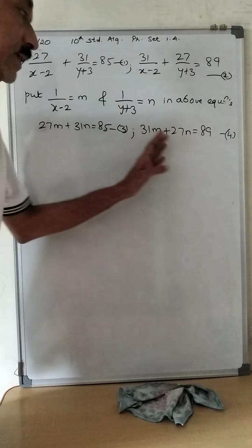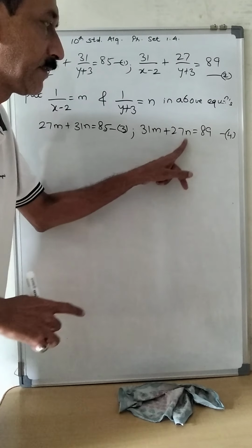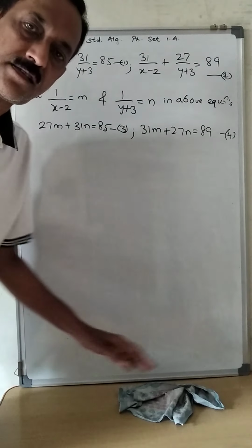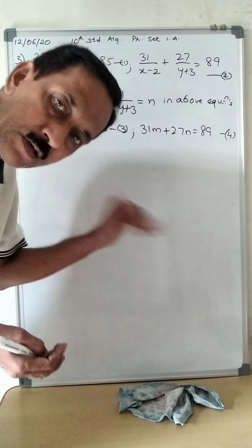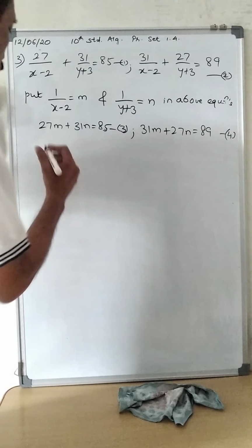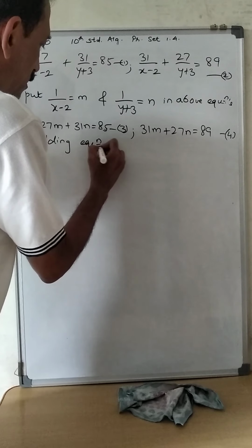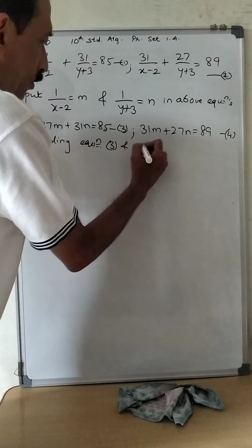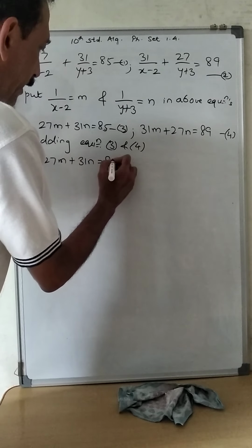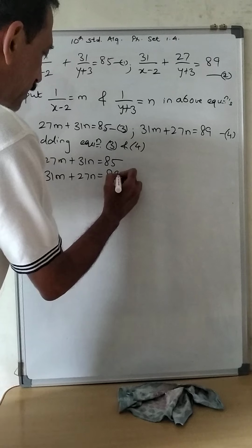Also, when we look at these equations, the coefficients are interchanged: 27 for m, 27 for n, 31 for n, 31 for m. So in such a case, we know what we do. We first add the two equations and then we subtract the two equations. So first we will add the two equations. Adding equations 3 and 4, we get 27m plus 31n is equal to 85, 31m plus 27n is equal to 89.